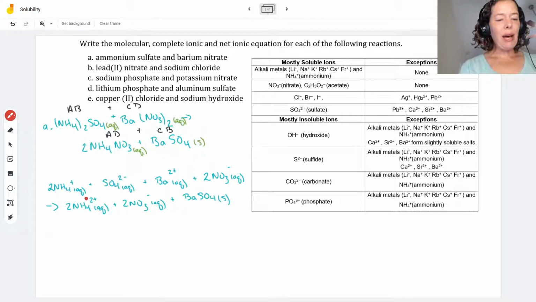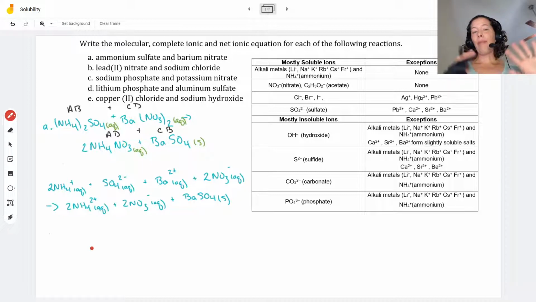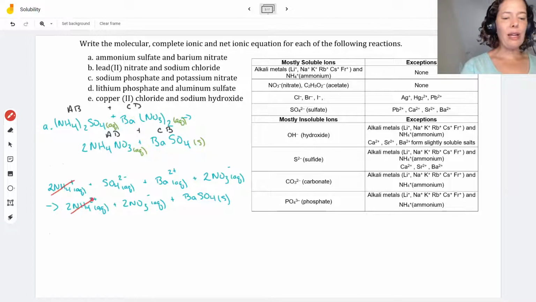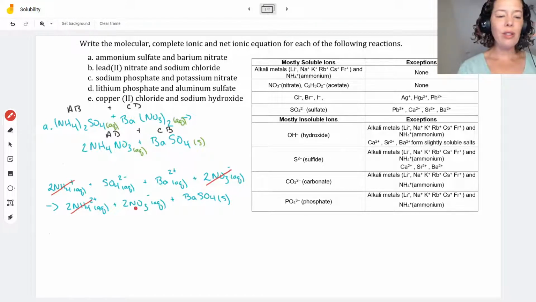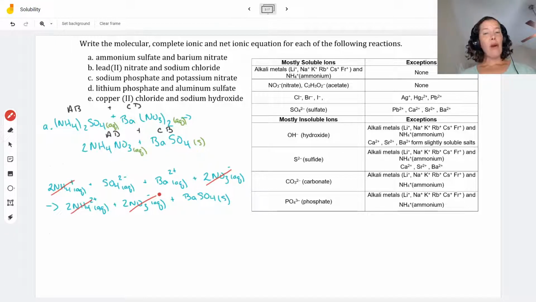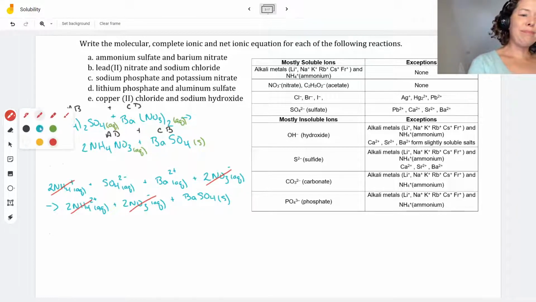So if you look, you can see my ammoniums. Not only are they both ammonium and soluble, but I have 2 of them, so I can get rid of these. Those are spectator ions. I cannot cross out anything with sulfate because on the reactant side it is aqueous and on the product side it is now a solid. So those are not the same thing. The same is true for barium, but you can see my nitrates. Again, I have 2 on the reactant side, 2 on the product side. They're both aqueous, so those can go as well. Now I'm going to rewrite my crossed out complete ionic equation, and that will give me my net ionic equation.